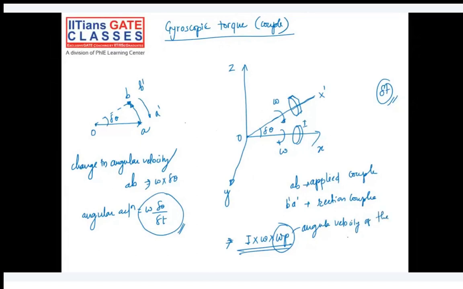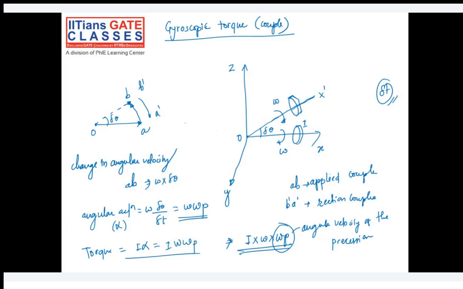Okay, and what is this? This angular acceleration, you can write it as omega times omega p itself. And you know torque is equal to I times alpha. So this is angular acceleration, you can say as alpha, and torque is equal to I times alpha, and that is why it is I times omega p. Okay, so this is how you can derive it.